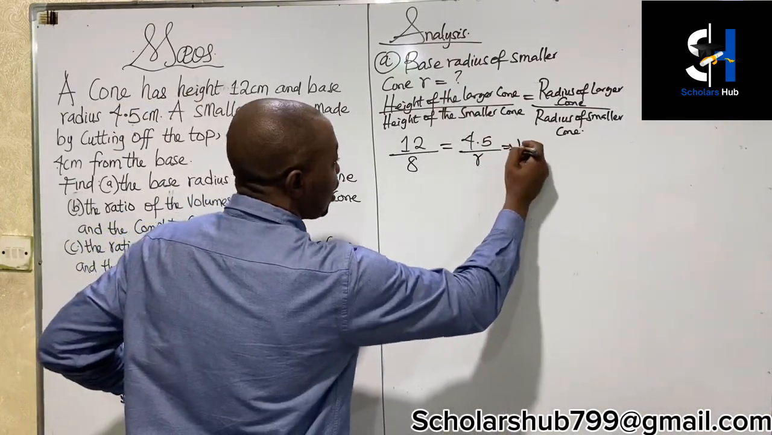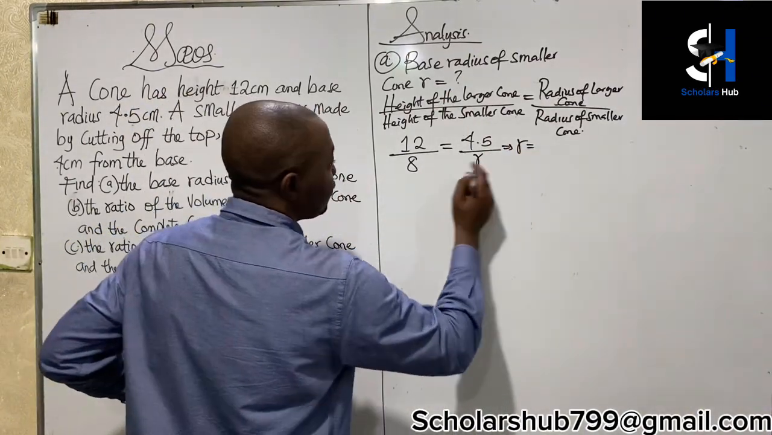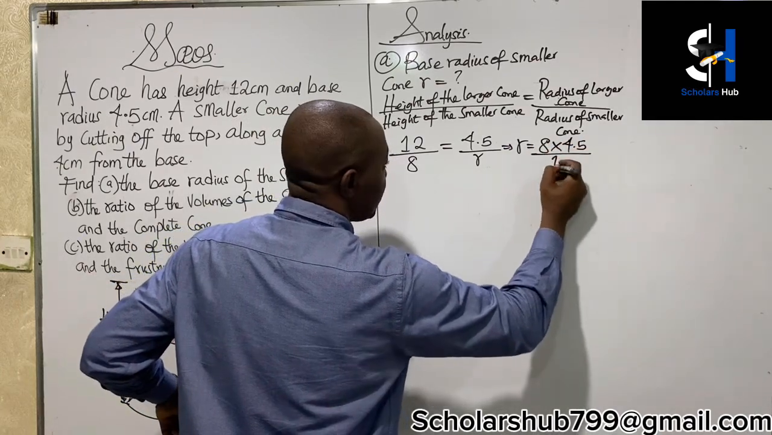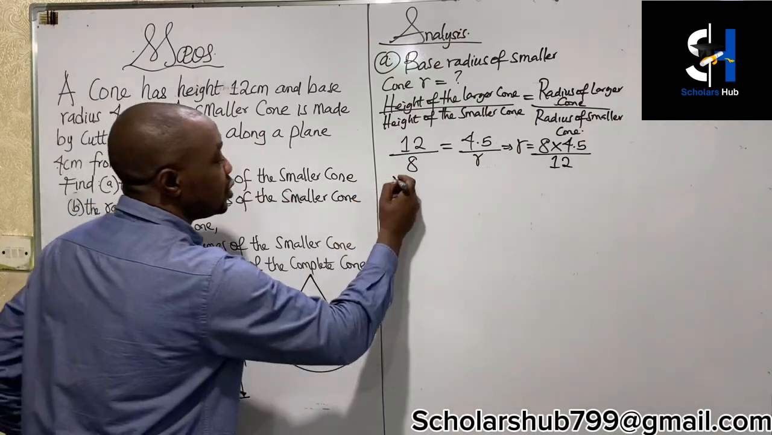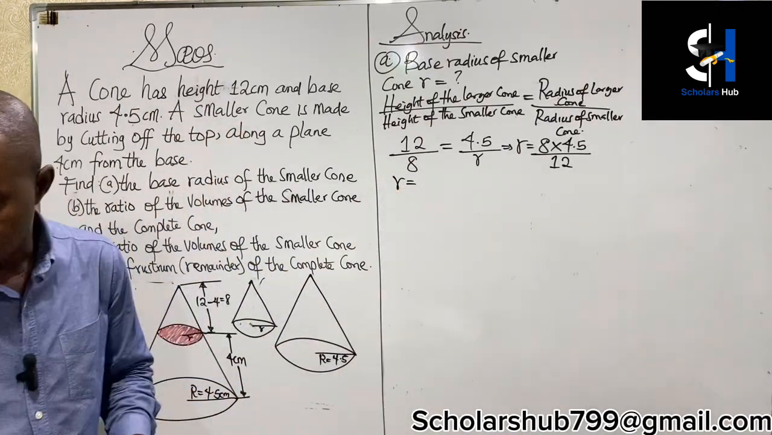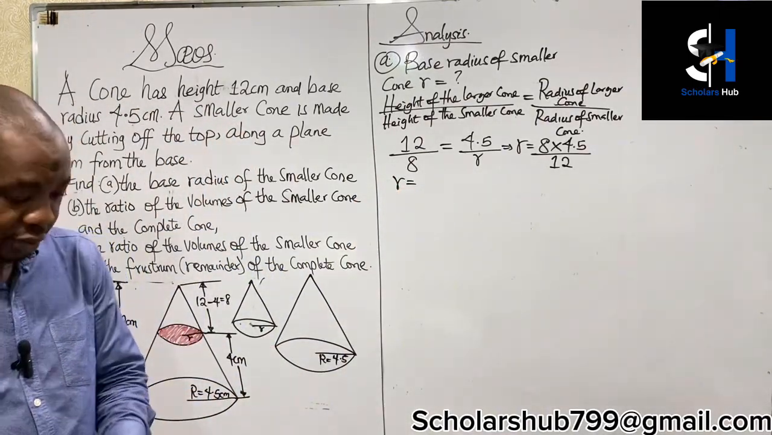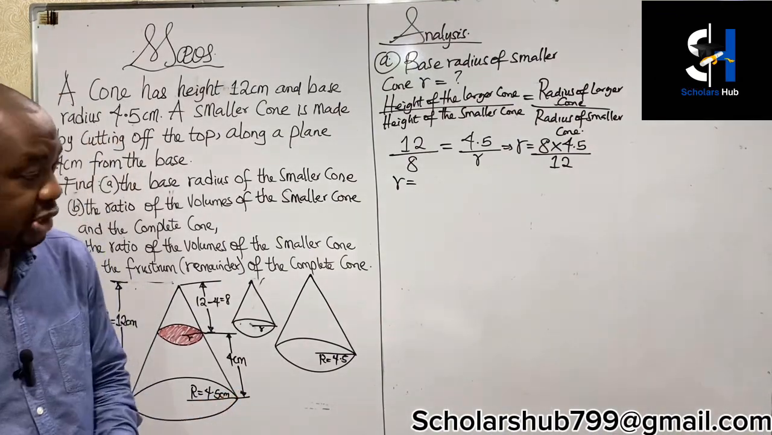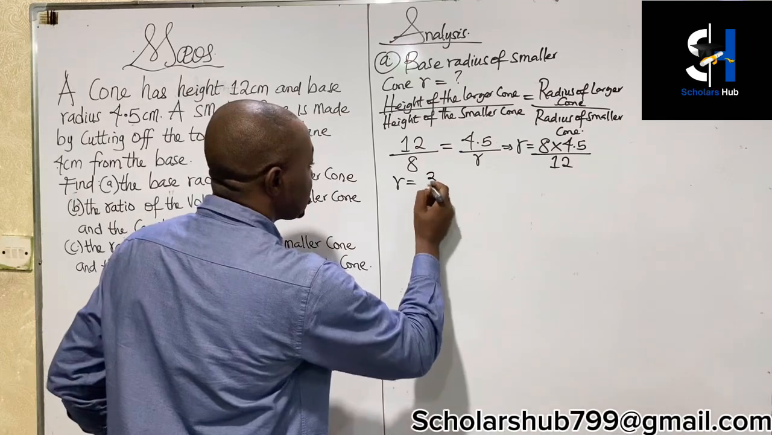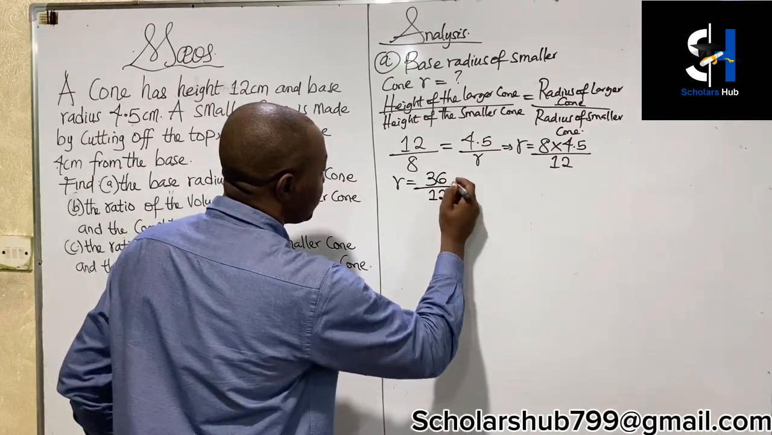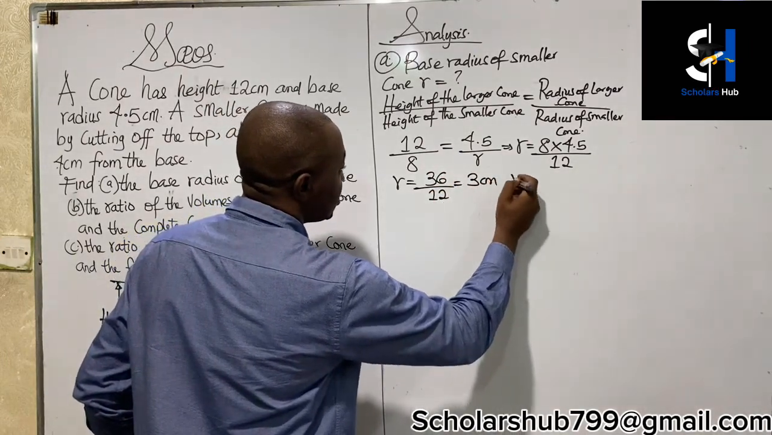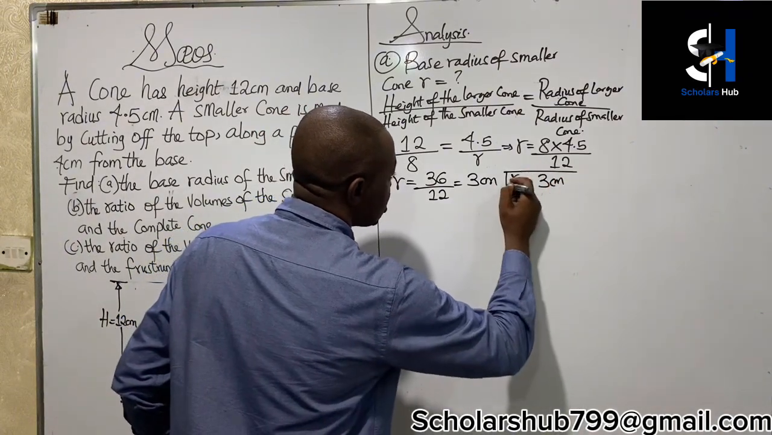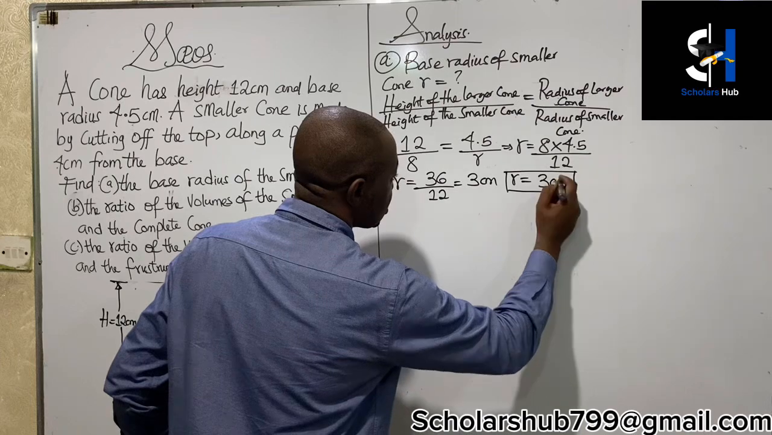To get the small r, we multiply 8 by 4.5 and then divide by 12. 8 multiplied by 4.5 is 36, and 36 divided by 12 is 3 centimeters. Therefore, the radius of the smaller cone is 3 centimeters.